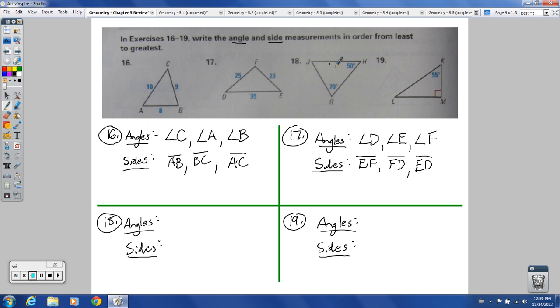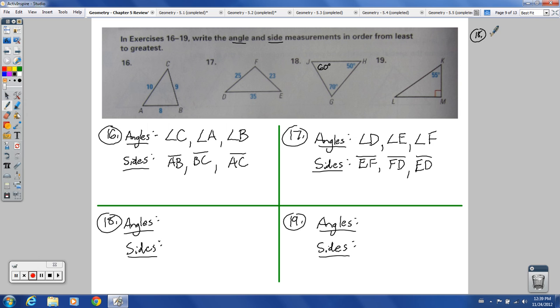Alright, so from there, let's figure this one out. So this is 50, this is 70. We know that the angles in a triangle have to add up to 180. These two together is 120. That means this would have to be 60 left over here. The same sort of thing works out here and here. So this is just some side work for number 18.